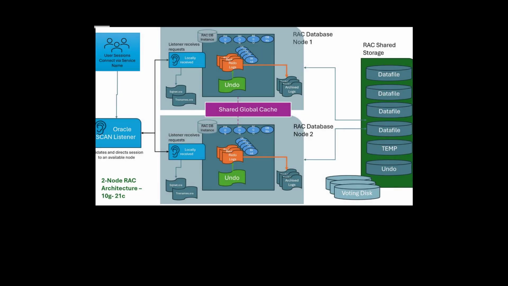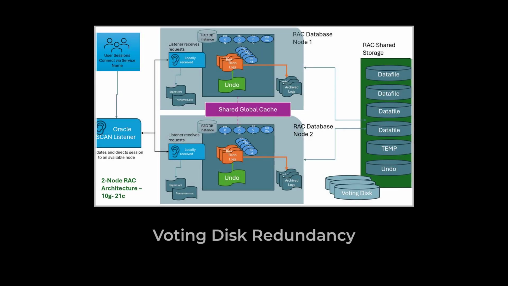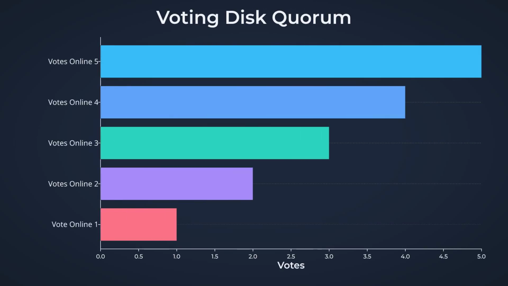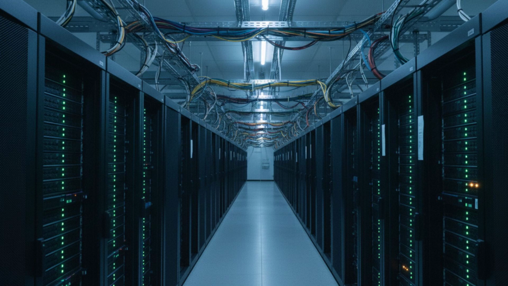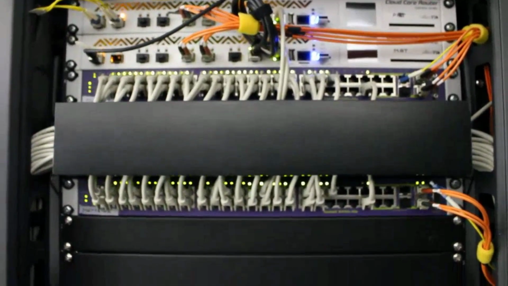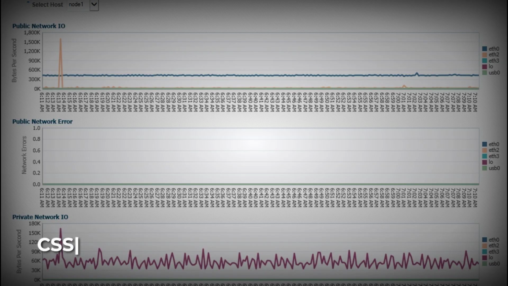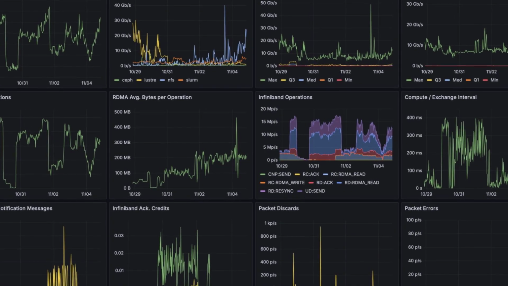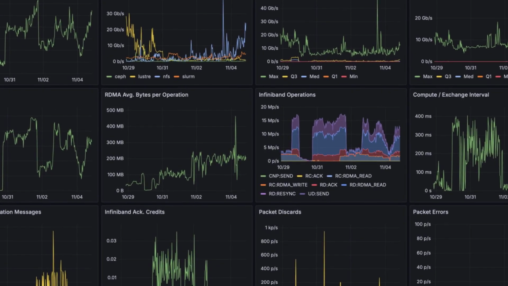Oracle recommends at least 3 voting disks for redundancy, and the cluster requires a strict majority to stay online. This quorum model ensures that only one partition of the cluster can access shared storage at any time. Cluster synchronization services, CSS, orchestrate node membership and heartbeat monitoring. CSS daemons exchange messages over the private interconnect and update voting disks every second.